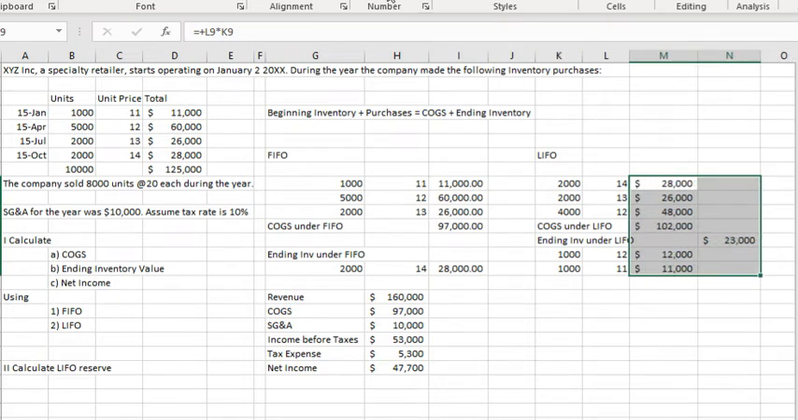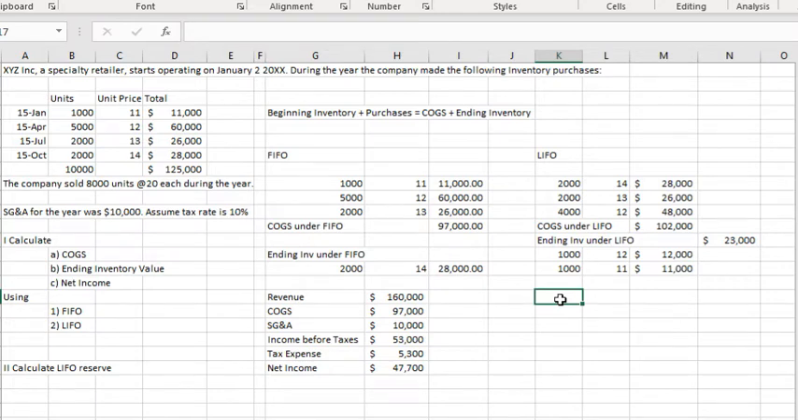Now with that said, we can start comparing and contrasting FIFO versus LIFO. Under FIFO, in an inflationary environment, cost of goods sold is less than cost of goods sold under LIFO. Again, in an inflationary environment, the ending inventory under FIFO is greater than the ending inventory under LIFO.